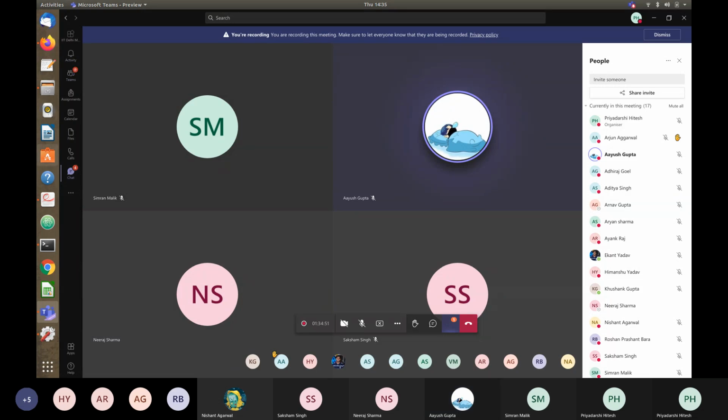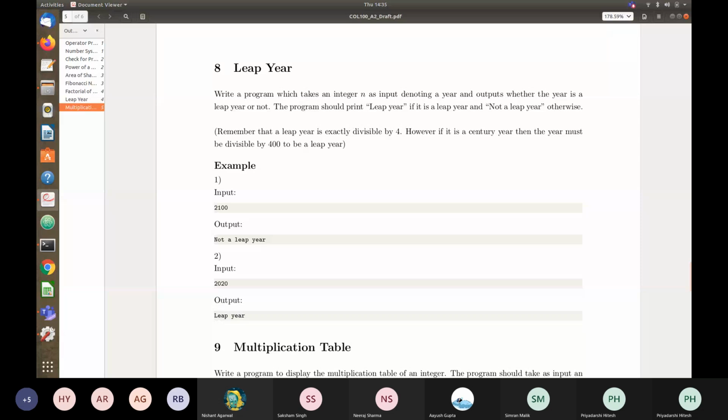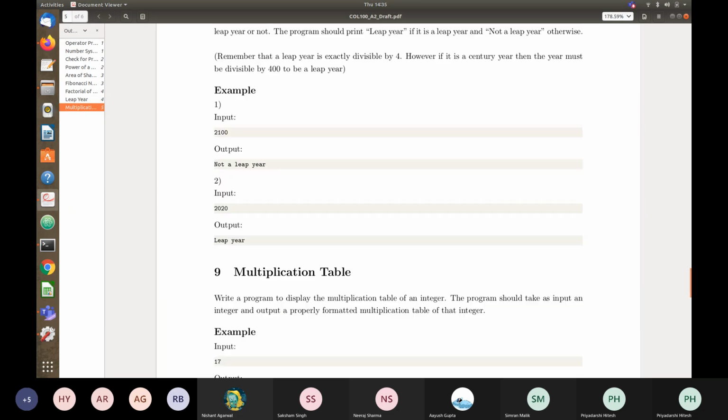Fine. Yeah. So you have to check for that condition. Simple if else program. You don't have to use a loop in this question.